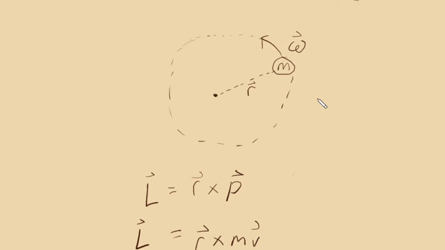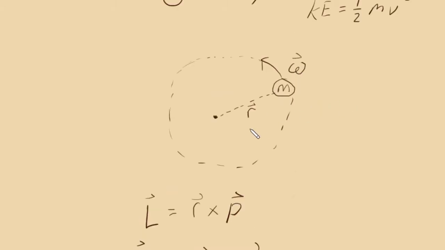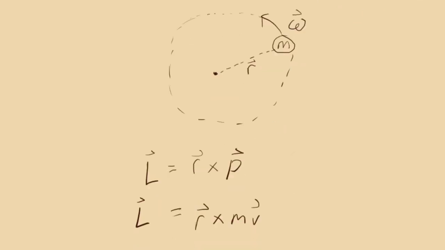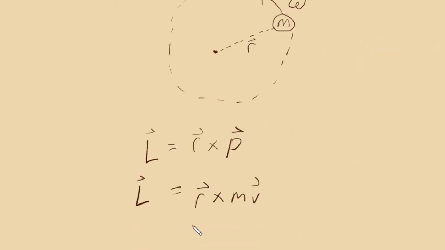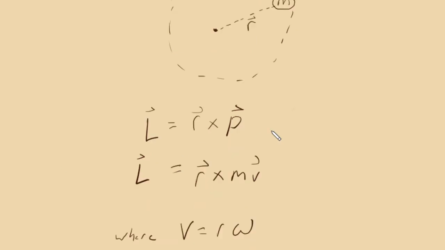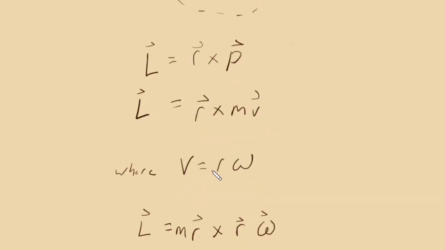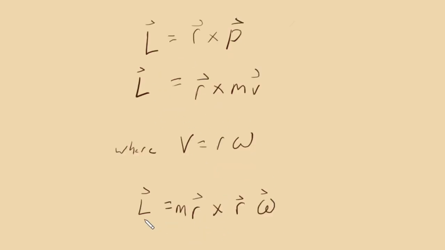So if we continue and make some substitutions, we should be able to come up with a general equation of how to represent angular momentum using this as an example. So momentum, if we replace it with mass times velocity, our angular momentum is going to become r crossed with mass times velocity, where velocity is equal to our radius times omega, our radius times our angular velocity.